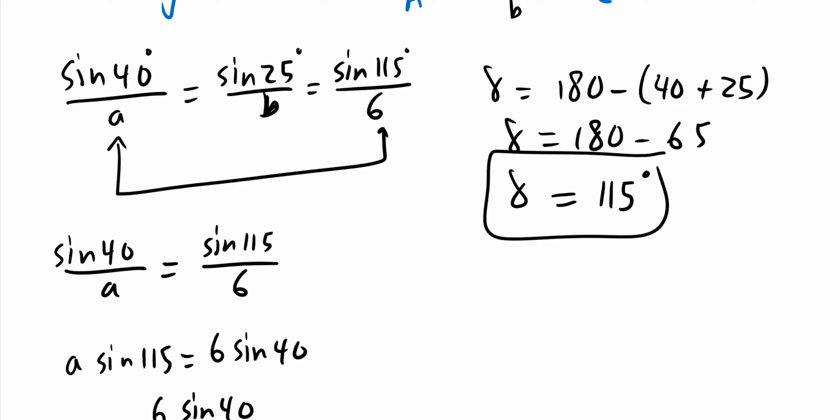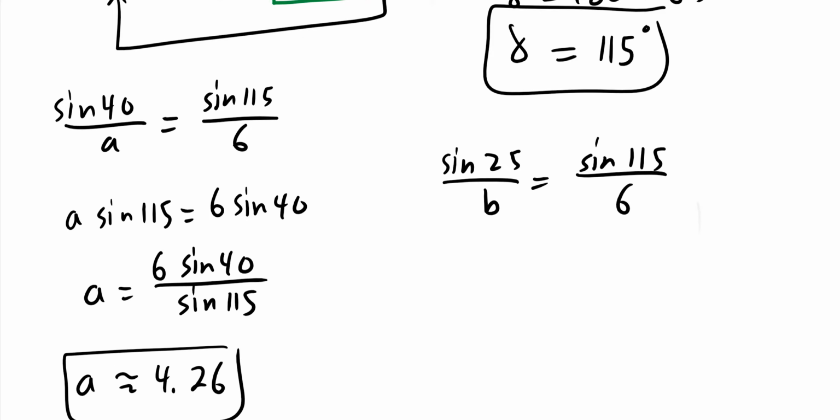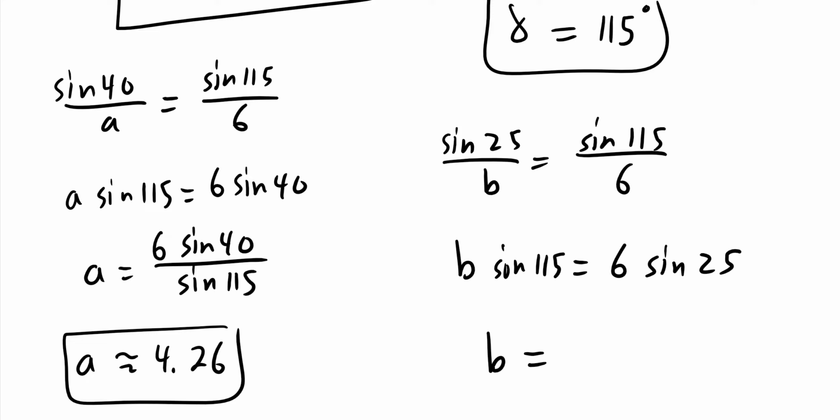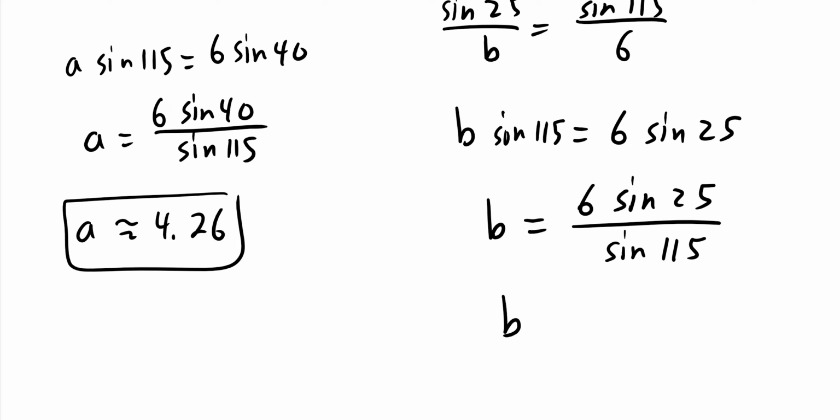So now how do I do the B? You take this and the last one. So sine 25 over B equals sine 115 over 6. Cross multiply. B times sine 115 equals 6 sine 25. So then B equals 6 sine 25 divided by sine 115. And if I put that in the calculator, that gives us about 2.80.